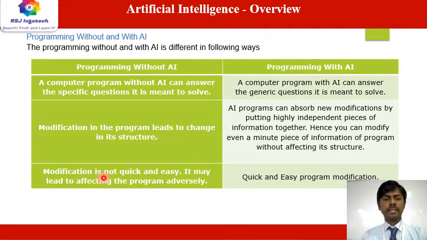When we are talking about modifying a big lot of lines of code in programming without artificial intelligence, it is not an easy step. We have to identify where it starts and where it ends. It is not a quick and easy process to modify that. Sometimes if you are correcting programs, there may be chances of errors affecting the program. But in terms of artificial intelligence, we are able to modify the program in a very quick and easy way. So that is programming with and without artificial intelligence.